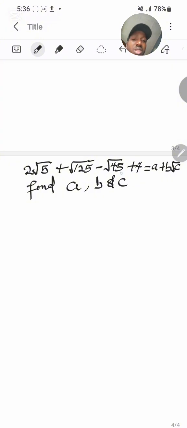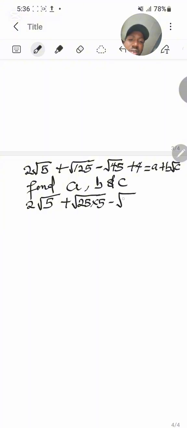So what we are going to do is, in this equation, we have a left-hand side and a right-hand side. By the time we are done with the left-hand side of the equation, we are going to be comparing it to the right-hand side. And that's going to help us find a, b, and c. So let's proceed. We have 2 root 5 plus, so let's simplify root 125, that's 25 times 5, minus 45 is 9 times 5, plus 4.